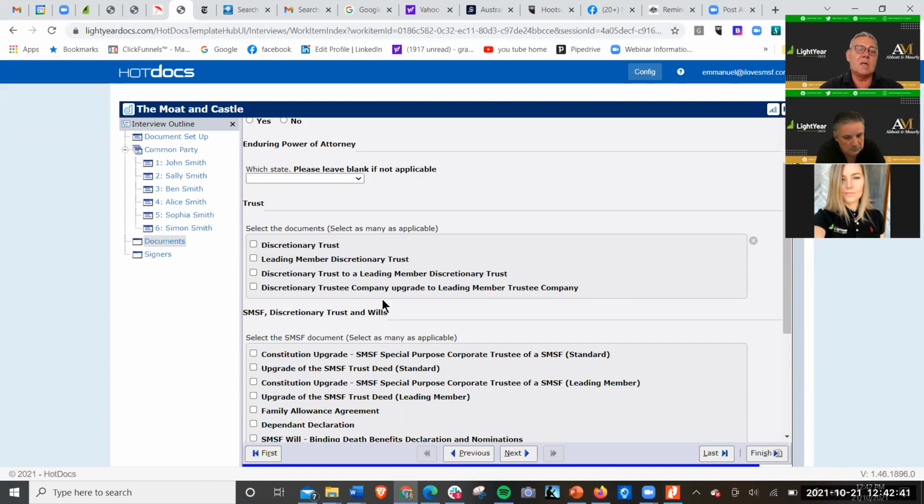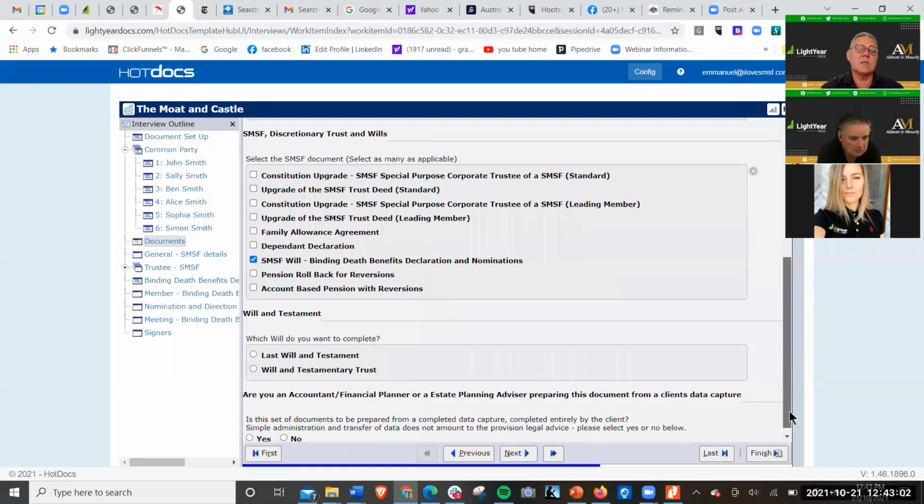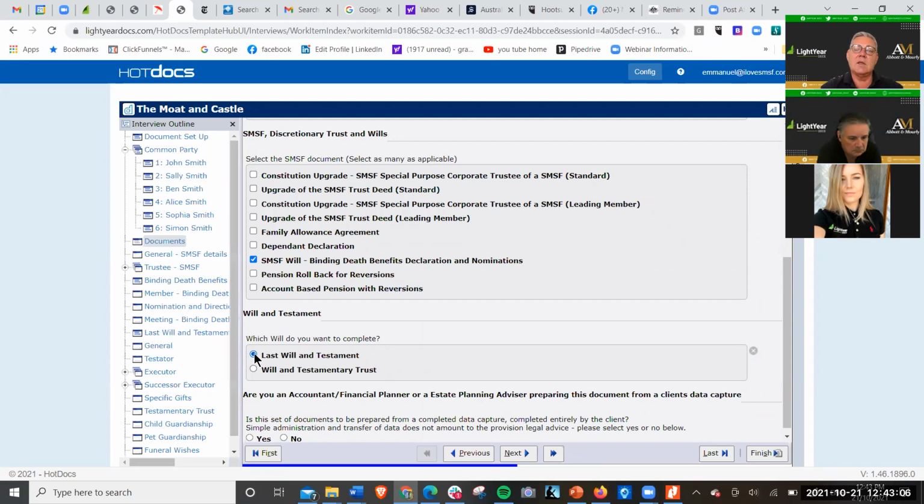So what we can do here is, if we wanted a lifetime member discretionary trust, that's if we wanted to keep it outside. I'll come back and do the protector a little bit later on. What I want to do now is an SMSF will for him. I'll have a look at what we're going to do with the SMSF. Then I'm going to do a simple last will and testament, and then I'm going to change that to the will and testamentary trust.